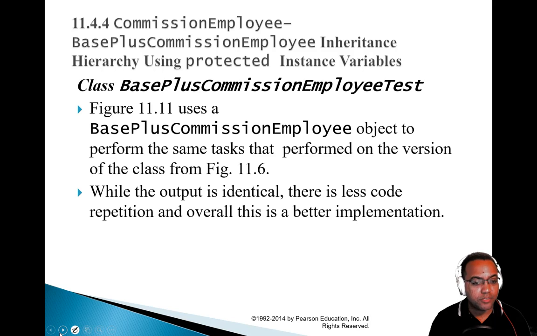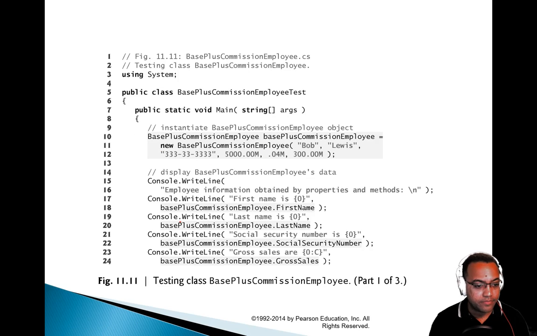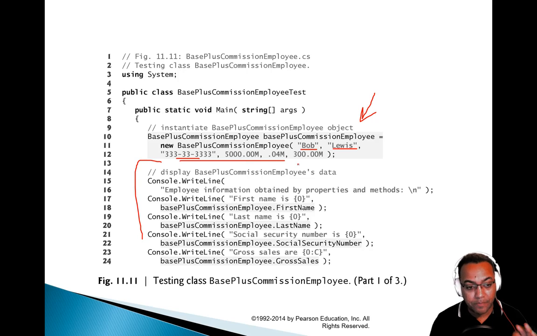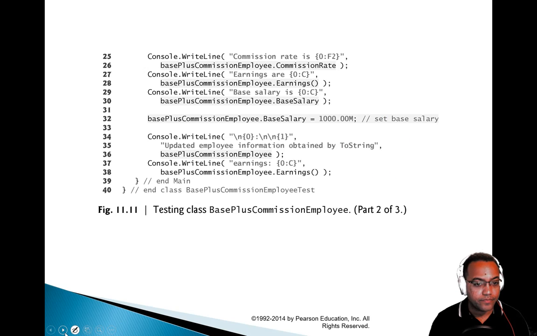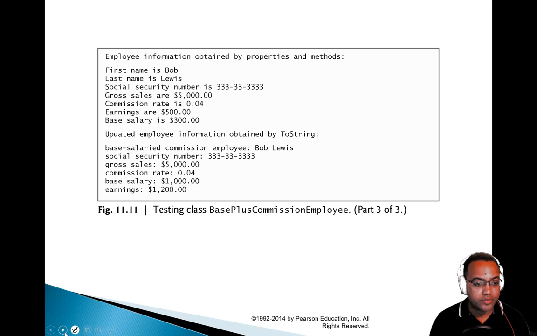So base plus commission employee object to perform the same task that performed on the version of class 11.6. And here's the main, and it instantiates base plus commission employee with all the information that it needs: first name, last name, social security number. But it's using the constructor of the base class to ask for all that information. The only thing that base plus commission employee constructor really wants is this. And then it does all the work. And the output looks like this.